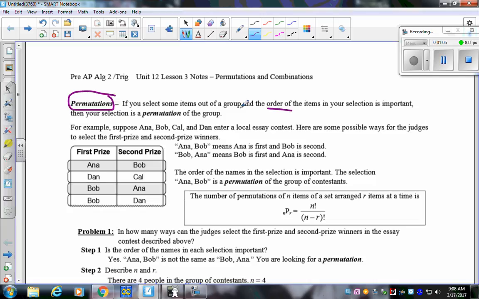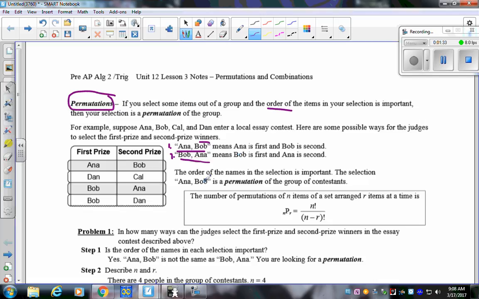What do I mean by that? Well, if you earn a first place prize, it's very different than earning a second place prize. Okay, coming in first is not the same thing as coming in second. So if Anna and Bob are the two people that earn the prizes, it's very different if Anna comes in first and Bob comes in second versus Bob comes in first and Anna comes in second. So each of these counts as one possibility. So that's two possible outcomes right there.